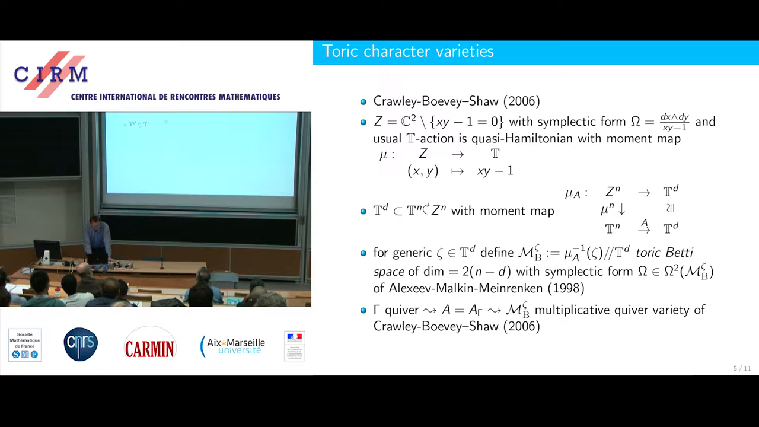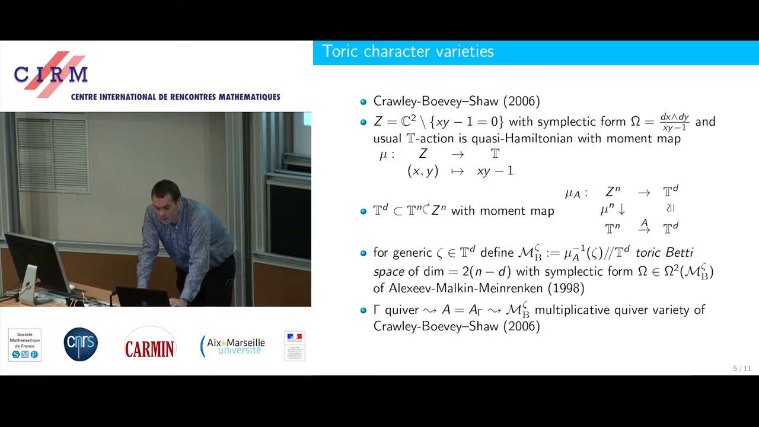Okay, the setup is the same: the way we find the subtorus of T^n is given by the same matrix A as before. And now we let T^n act on Z^n with this action. Then we can show that this action, with respect to this subtorus, is also quasi-Hamiltonian. And you can write down the moment map again very easily by combining n copies of this group-valued moment map with the matrix A. So it's again very explicit. And then it gives you a map.